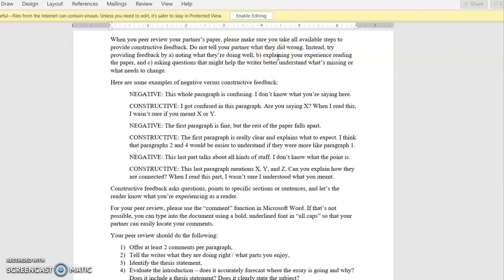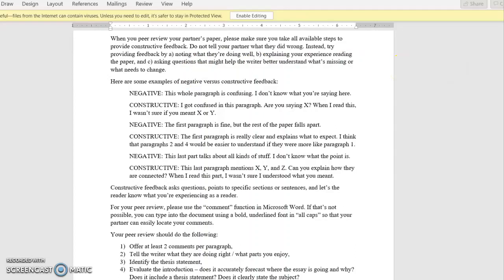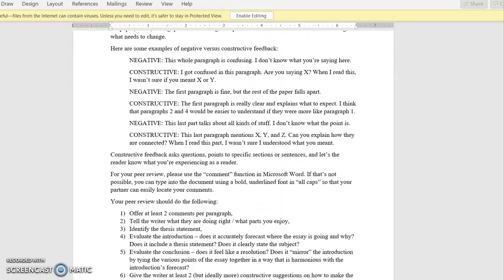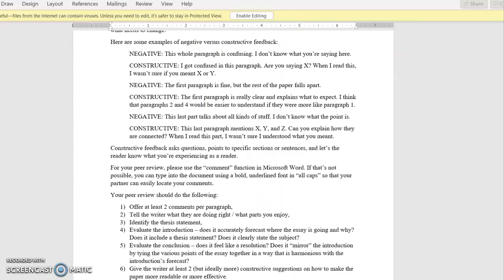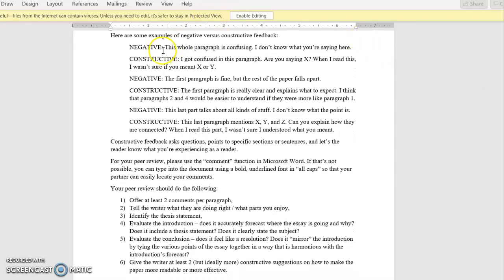Explain your experiences reading the paper, and we'll go over that here in a second. And also ask questions that might help the writer better understand what's missing or what needs to change. Okay, so try to put your feedback in the form of a question. So here's some examples, right? Negative feedback: this whole paragraph is confusing. I don't know what you're saying, right? If you're on the other end of that, you're not going to know what's confusing to them. You're just going to know that they're confused, right?